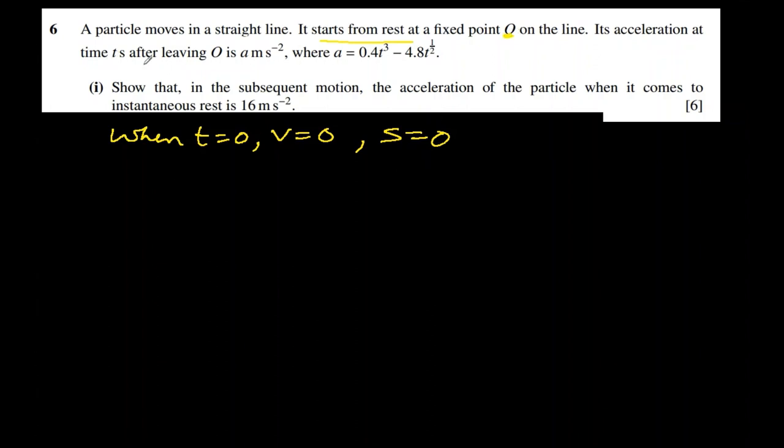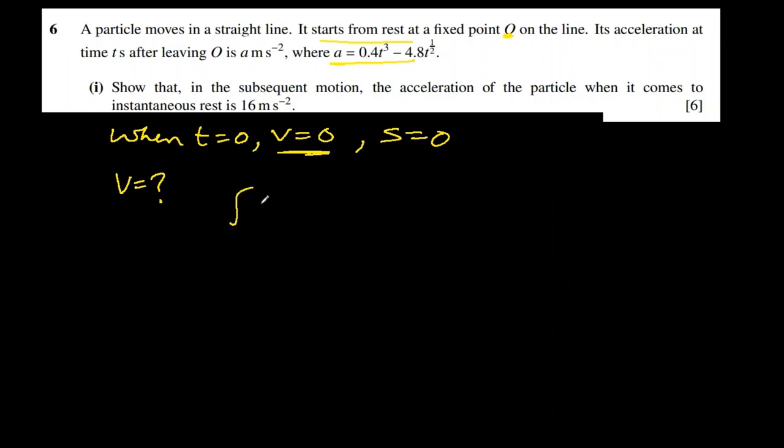Its acceleration at time t is given by this equation. Show that in subsequent motion, the acceleration of the particle when it comes to instantaneous rest is 16 meters per second squared. So it is already at rest when it starts, but the second time it comes to rest, we have to show that at that time, the acceleration is 16 meters per second squared. So to find out when it comes to rest, we should have velocity equation, right? And for velocity equation, we need to integrate acceleration equation, and that's how we get velocity equation.